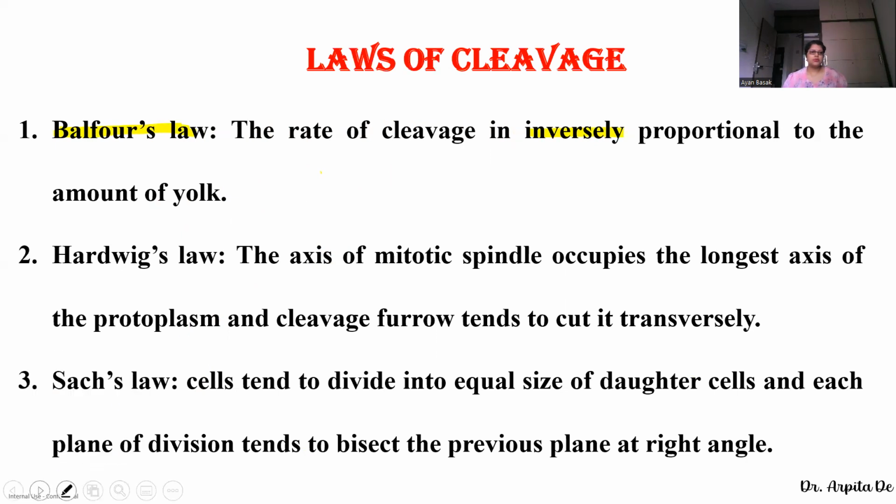Now, this one can be written in the easiest form. In which way? The rate of cleavage, I said, is inversely proportional to the amount of yolk. That means what?